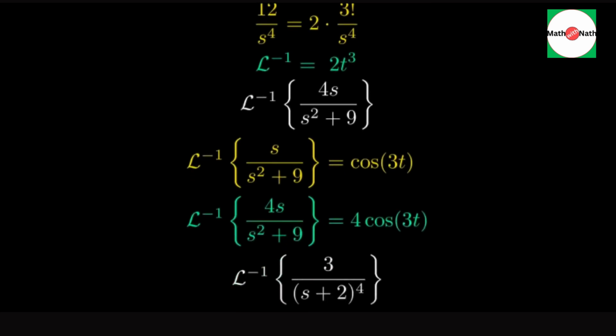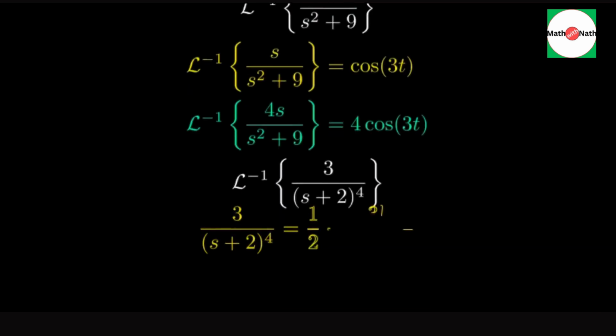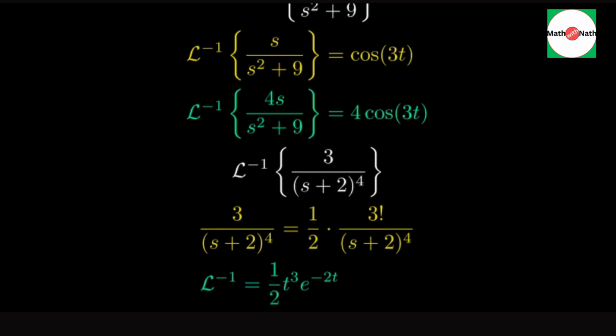Inverse example D. 3 over s plus 2, all to the fourth. This matches the power rule with a shift. We use n plus 1 equals 4, so n equals 3, and n factorial is 6. So we write 3 as 1 half times 6. Then apply the shift, e to the negative 2t.